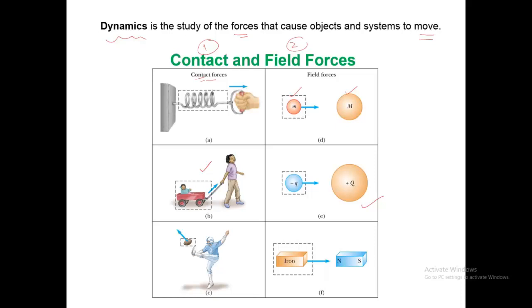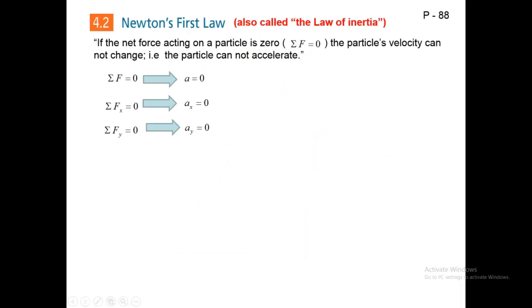So this electric force is a field force. And similarly, this is a magnet, with the north and south pole of the magnet. This is iron, so iron will be attracted towards the magnet, or the north pole attracts the south pole of the other magnet. So these are examples of the field forces.